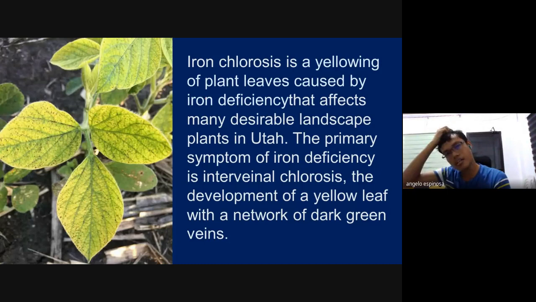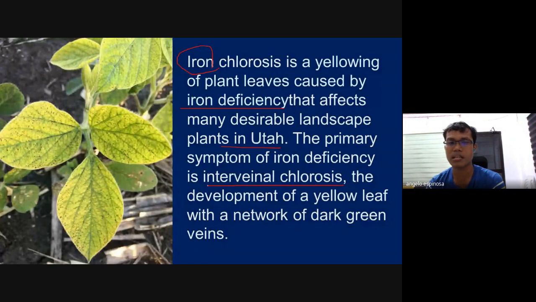Pag sinabi natin lacking sa iron, kakulangan sa iron, it is a yellowing of plant leaves caused by iron deficiency that affects many desirable landscape plants. The primary symptom of iron deficiency is interveinal chlorosis. Pag sinabi mong interveinal chlorosis, sa pagitan talaga ng isang leaves. So the development of yellow leaf with a network of dark green veins ay nagiging yellowing due to iron chlorosis. So pag nakita ninyo na mayroong agad na yellow-yellow, hindi ibig sabihin na chlorosis agad yan.